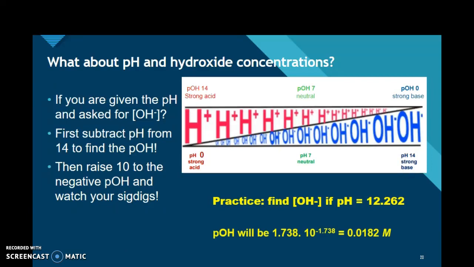The pOH will be 1.738, we subtract from 14, and 10 to the negative 1.738 is 0.0182 molar. That will be the hydroxide concentration.